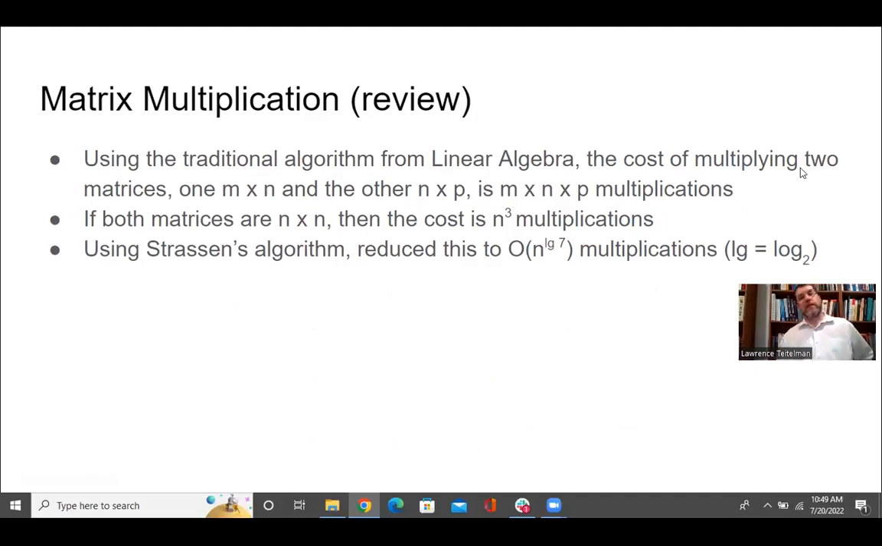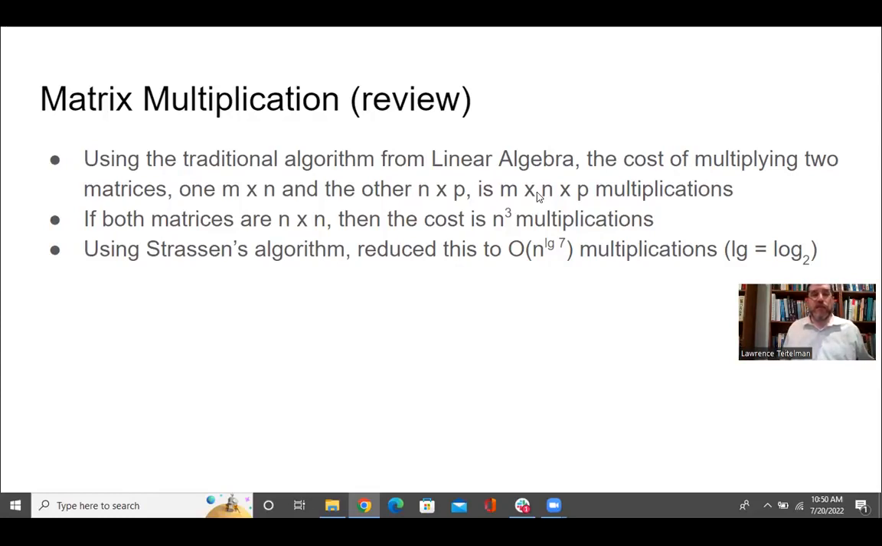Okay, so let's go back to something called matrix multiplication. All right, remember how matrix multiplication works. If I have two arrays, one is an m by n array, the other is an n by p array, and I multiply them by each other, the total number of multiplications is m times n times p, and that's using the traditional algorithm.